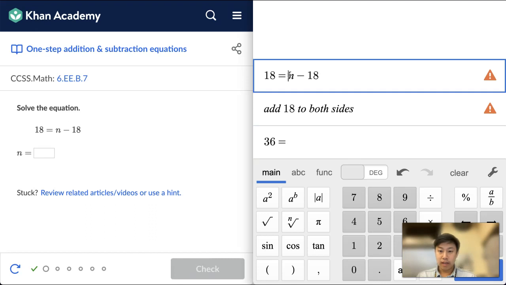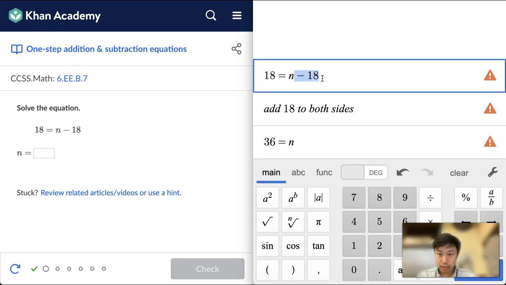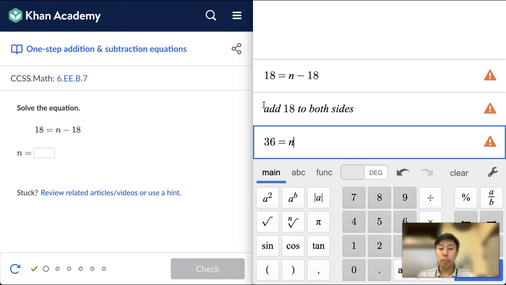And then n minus the 18. Add the 18 to the right side, keep the equation balanced. That's where you just get n by itself, right? The minus 18 plus 18 goes away. That's the whole purpose of choosing this operation to do. Add 18 to both sides. So n equals 36.